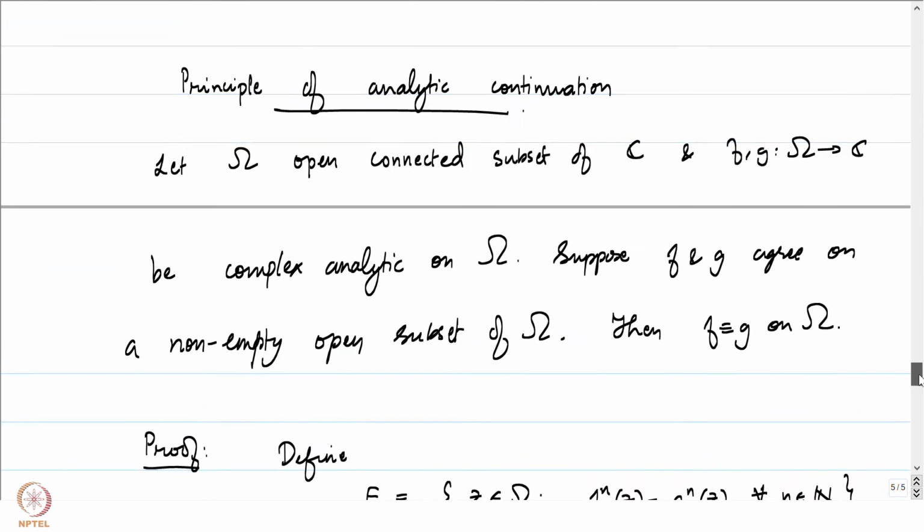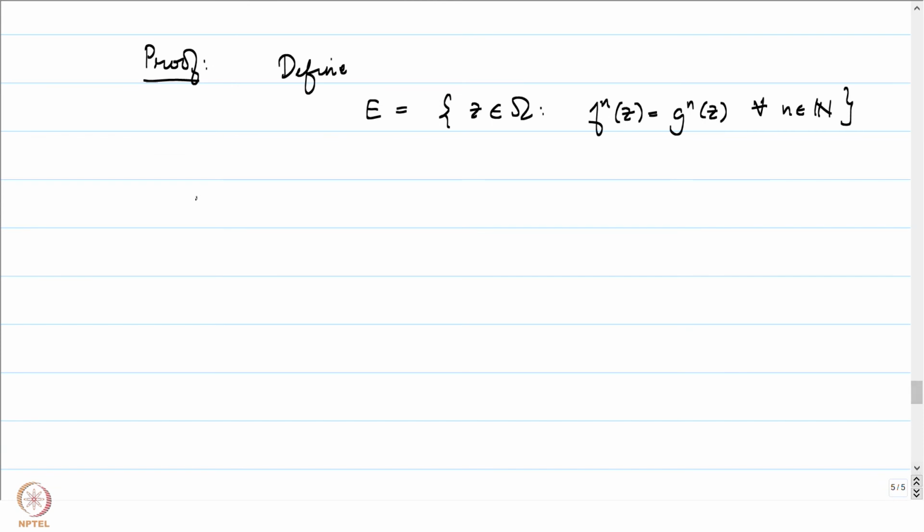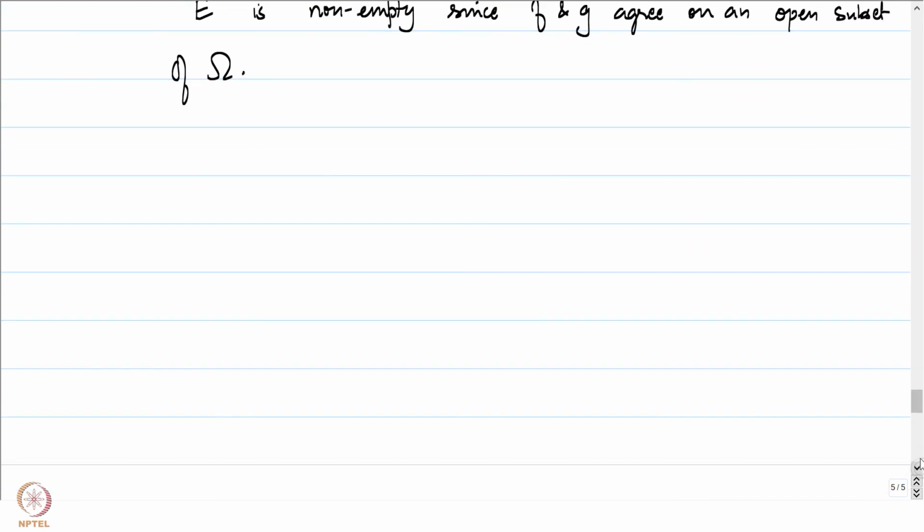So, if you notice, the hypothesis tells us that f and g agree on a non-empty open set, and therefore the set E is non-empty. E is non-empty since f and g agree on an open subset of omega. The non-emptiness is covered. The first claim is that we shall prove that E is closed.